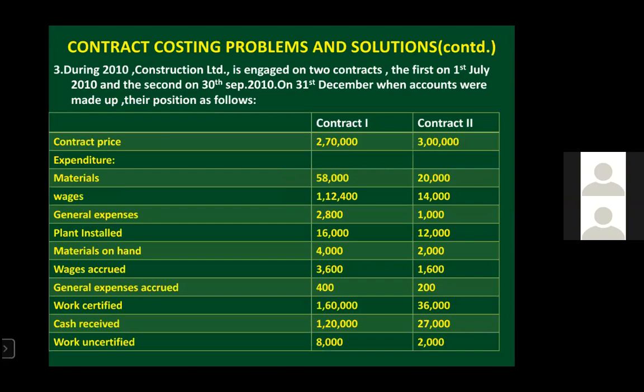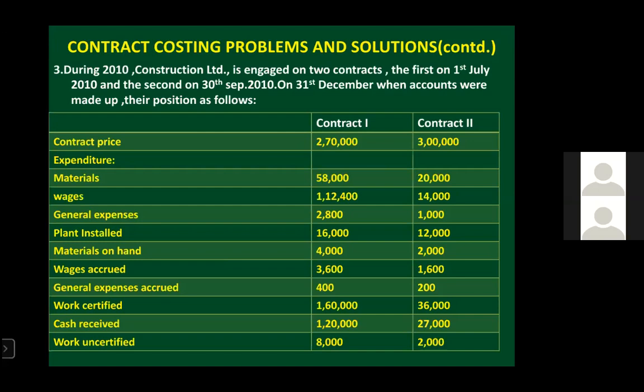part C problems. That is, we have that information. During 2010, Construction Limited is engaged on two contracts. The first contract is started on 1st July 2010. The second contract is started on 30th September 2010. We need to be very specific about the dates: the contract started, and the contract ended on 31st December when accounts were made up.